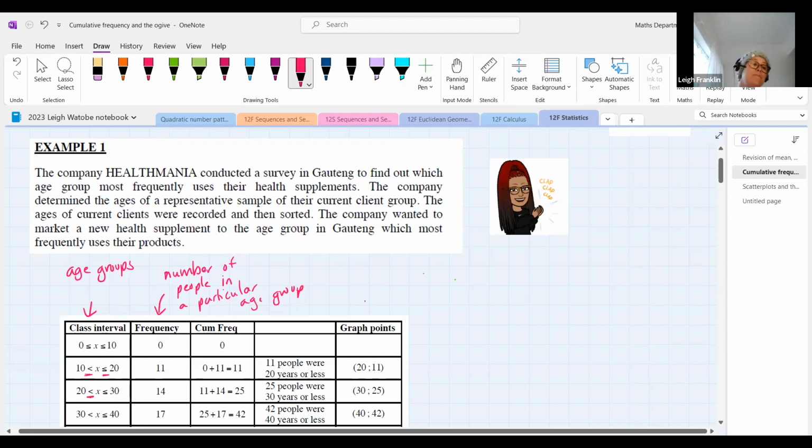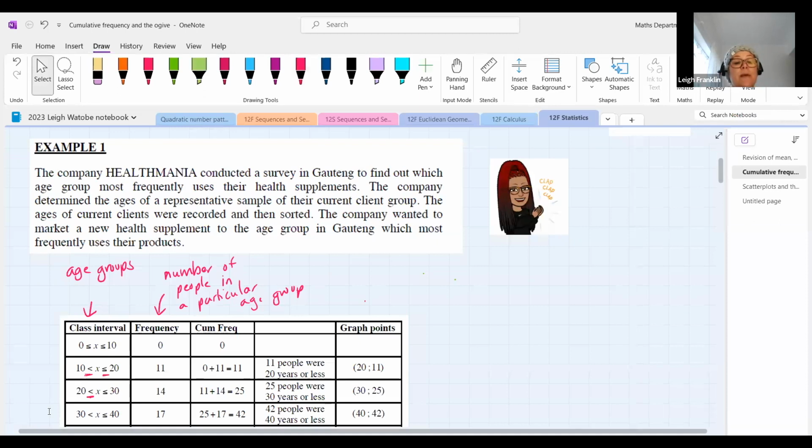That's why we include one and we don't include the other. One is included and the other one is not included. The lower bound has not been included. The upper bound has been included. So the people only go into one group.